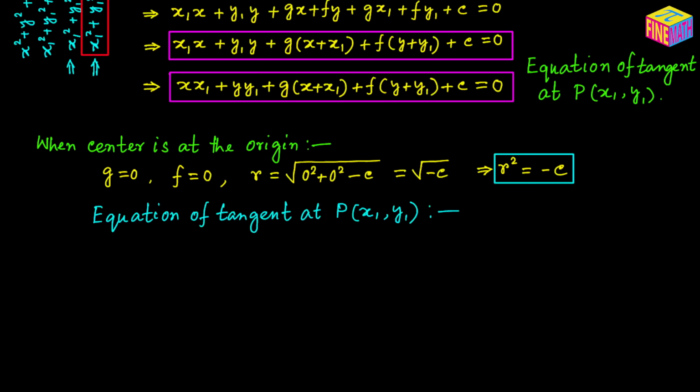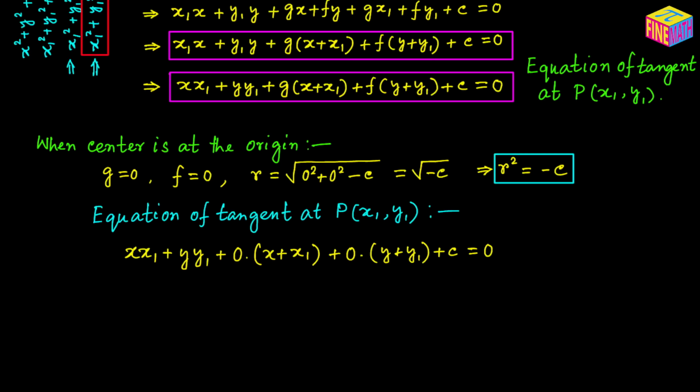And if we take a square on both sides, we can say r squared will be equal to negative c. And now if we think about the equation of the tangent line at point P, whose coordinates are x sub 1, y sub 1, then we can simply plug in the values of g, f, and c. I have plugged in the value of g and f, so I have written the equation like this: x times x sub 1 plus y times y sub 1 plus 0 times, in place of g I am writing 0, so 0 times x plus x sub 1, plus 0 times y plus y sub 1. Here in place of f I have used 0, plus c equals 0.